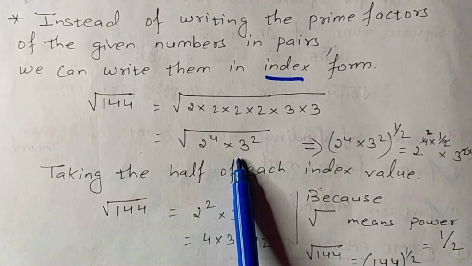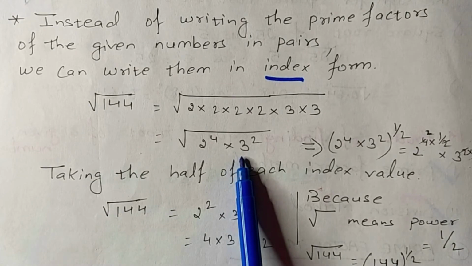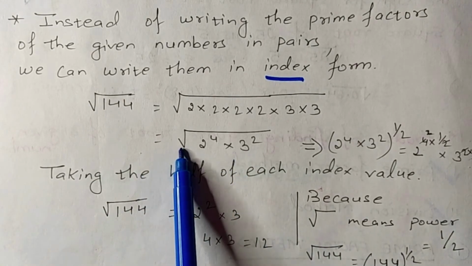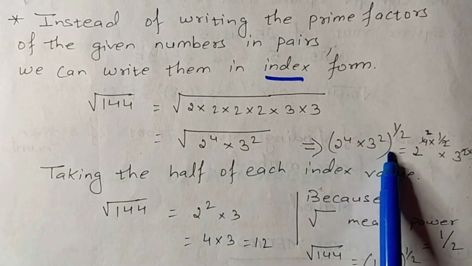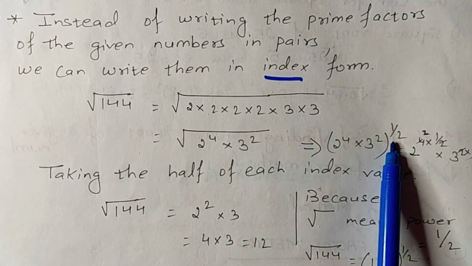Now, as already we discussed, square root means power is half. So we remove the square root sign and we give the whole thing the power half. Once again, square root means power is half.